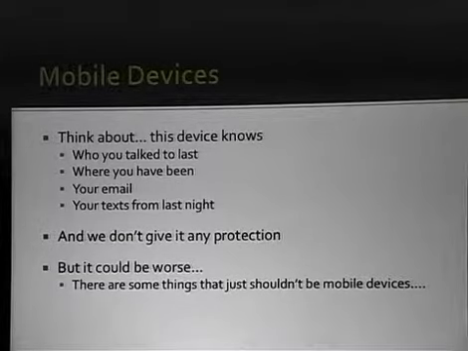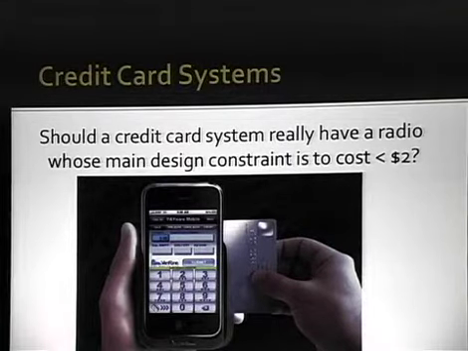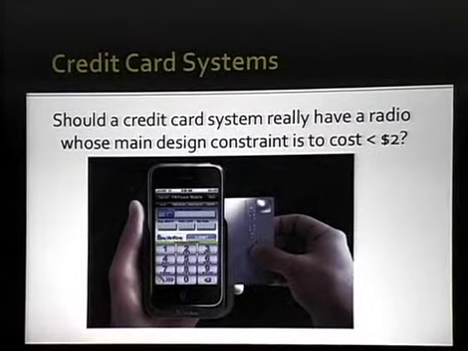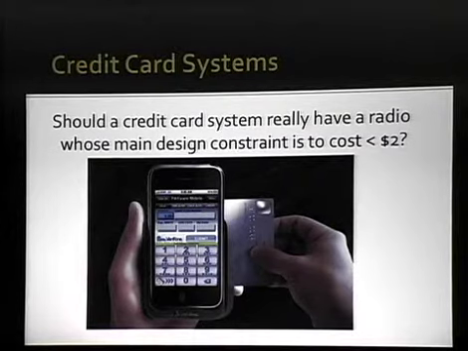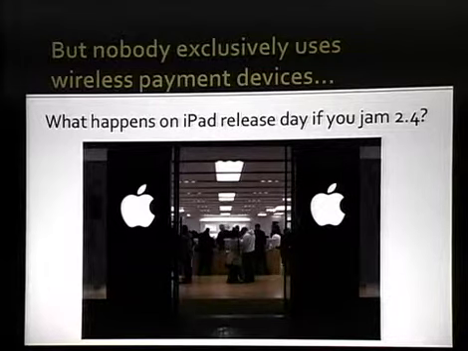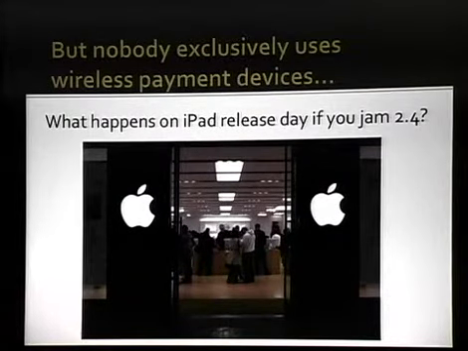But, of course, it could be worse. Credit card systems. I mean, should we really be doing this on a mobile phone? I mean, the main design constraint is to keep the Bluetooth radio on there under $2. And so, when you rely on this exclusively, you might have some issues. I mean, when there's a big release, maybe, if you decide to jam the entire wireless spectrum, could be some issues there. But I mean, there's other uses too. Like, next one we've got.